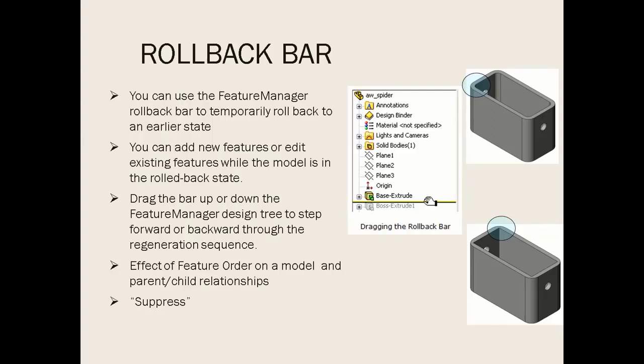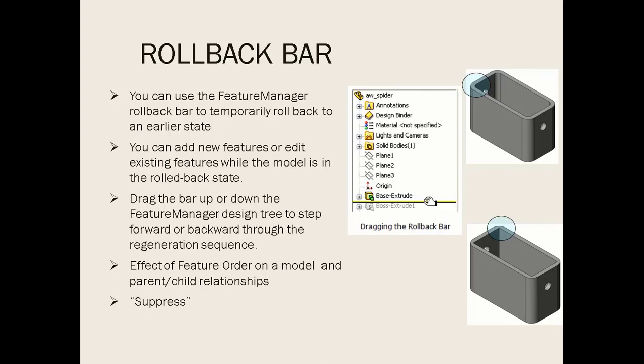I kind of touched on this in class, but the rollback bar, you can use the Feature Manager rollback bar to temporarily roll back to an earlier state. You can add new features or edit existing features while the model is in the rolled back state. Just drag the bar up or down in the Feature Manager Design Tree to step forward or backward through your regeneration sequence. It affects the feature order on a model and the parent-child relationships.